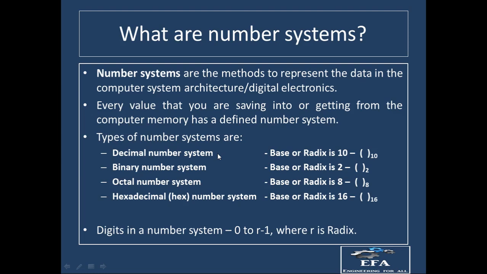The system which accepts this information from human beings needs to convert the information into some other type of system, that is known as the binary number system. Now the binary number system is the type of system which is understood by computers.